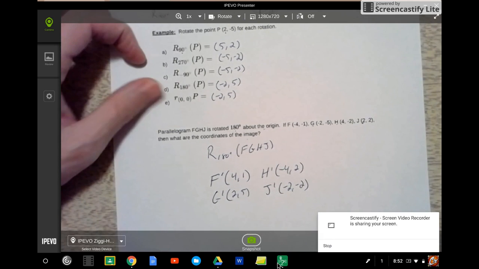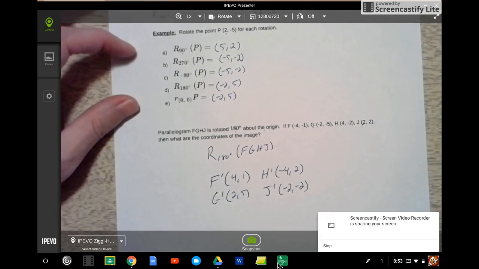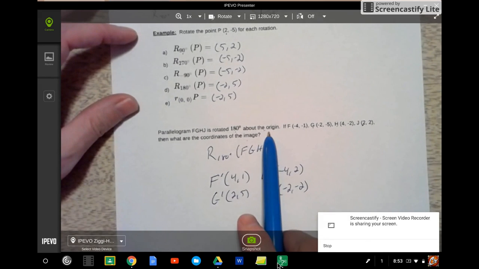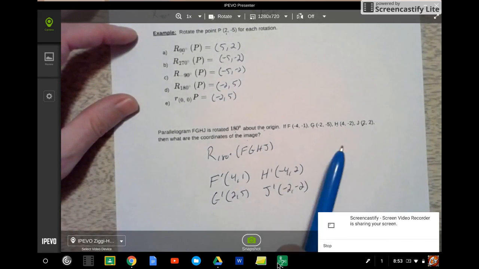And there we go. So we'll try some more of these in class, and we'll talk about rotating around things other than the origin. That gets a little tricky, so I want to show that up in class.